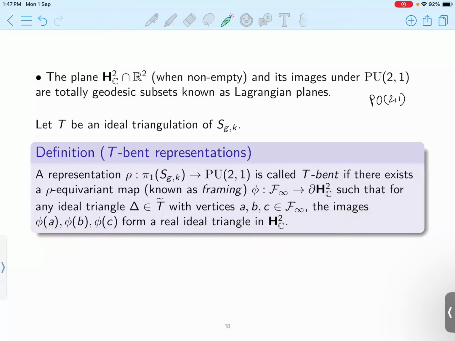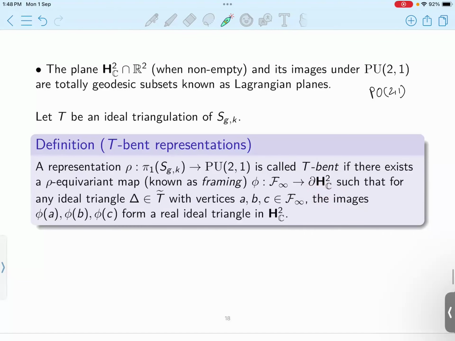F infinity is called the Farey set. It is the lift of the punctures of the surface to the boundary of the universal cover. Now, the boundary of HC2, what is this? This is the boundary of the complex hyperbolic plane, that means it's the projectivization of the null vectors.